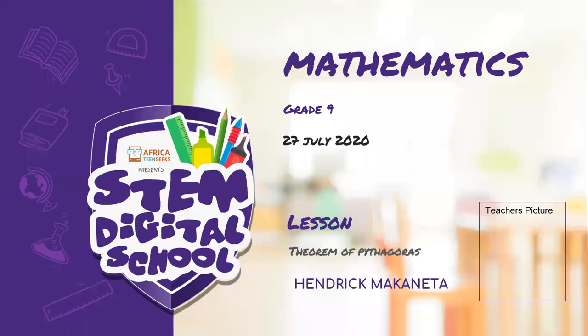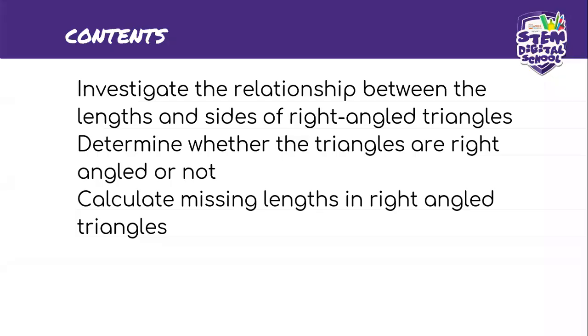And today, I just want to continue with our lesson on Pythagoras. Just to recap what we spoke about, we are investigating the relationship between the lengths of the sides of a right-angled triangle. Of course, we also want to determine whether the triangles are right-angled or not. And lastly, we need to calculate the missing lengths in the right-angled triangles.